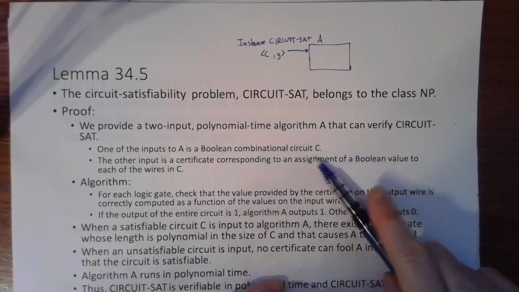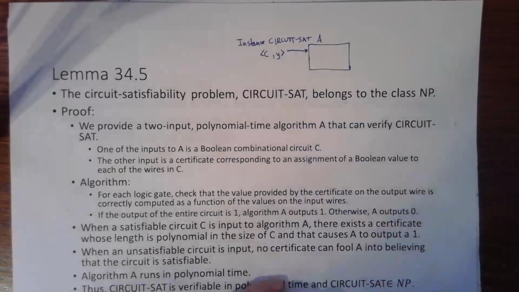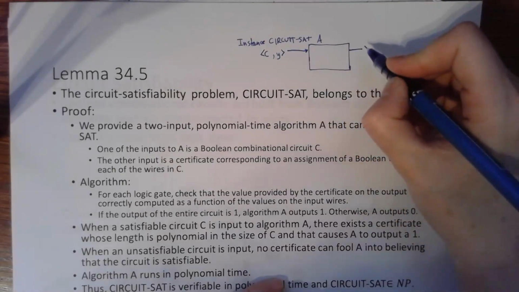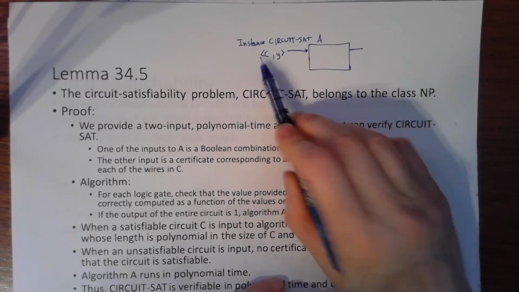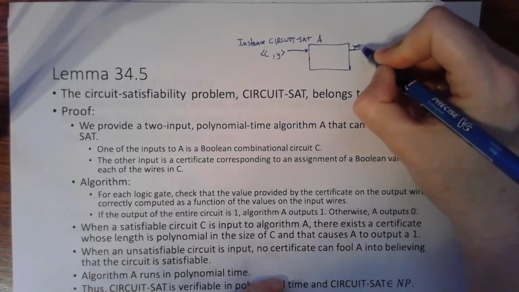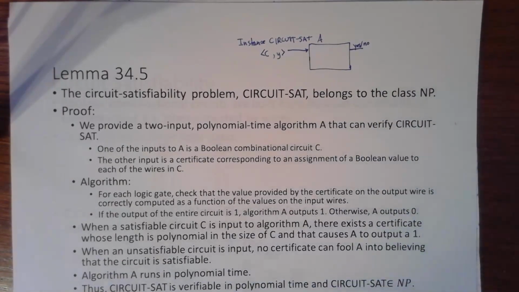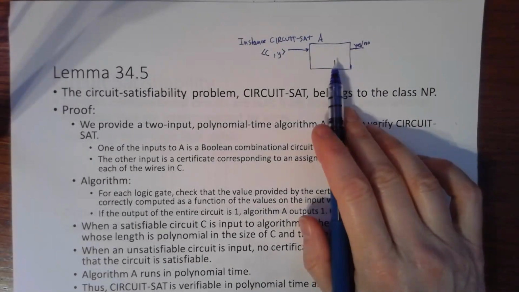We're trying to construct this polynomial algorithm. It gets a circuit C and whatever the certificate is, and then we need to have an output of either yes or no. Yes, Y is a certificate for C, or no, it's not. And we need to do that all in polynomial time. So what is this algorithm A, and how could we make it?